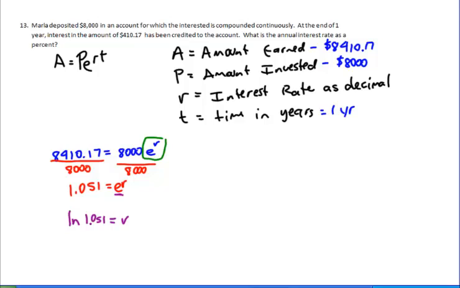And this will give you the rate as a decimal. So I got that r equals 0.0497. So what interest rate is this really? 4.97% interest on our investment.